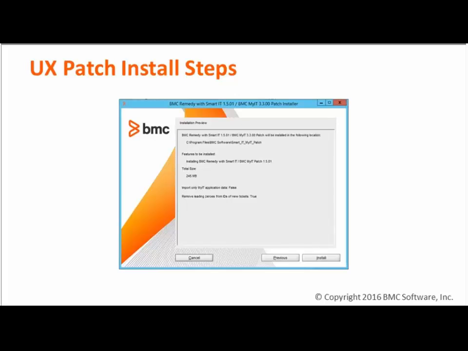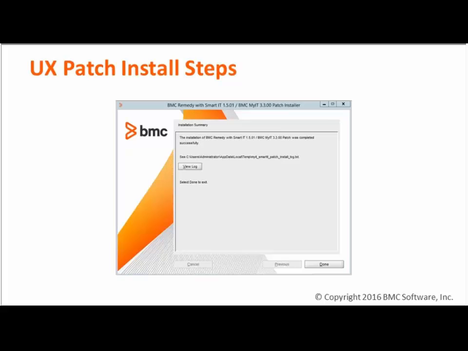So that's pretty much about the UX patch installer. The next screen will give you the preview of the installation before it starts the install. It will tell you what it is going to deploy, and then start the installation. Once you start the installation, it takes about 15 to 20 minutes to complete the installation on the first server. And then once it is completed, it will give you the screen with the summary of what it installed, and you have the ability to look at the log.